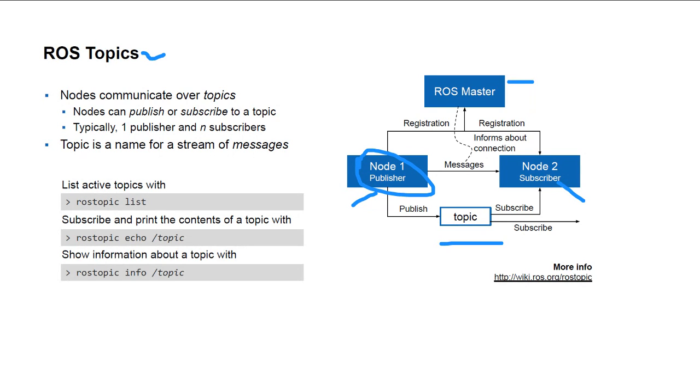Here we have three popular commands: rostopic list, rostopic echo followed by the topic, and rostopic info followed by the topic. You will use these commands every time because they are very generic commands. To do by next Monday, after your download and installation, please check these commands. These are very popular commands.